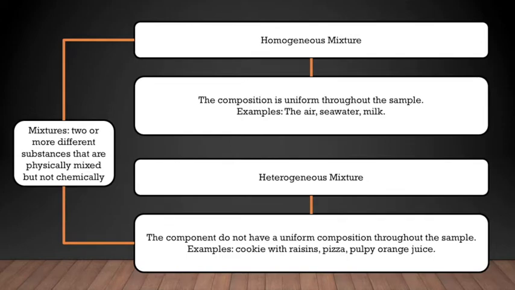A heterogeneous mixture, on the other hand, is one in which the components do not have a uniform composition throughout the sample. Some examples of this would be a cookie with raisins, and we can identify the dough from the raisins. A delicious pizza, in which we can see the pepperonis and the cheese. And pulpy orange juice. We can see the juice, but we can also see the little pulp floating inside of this juice.